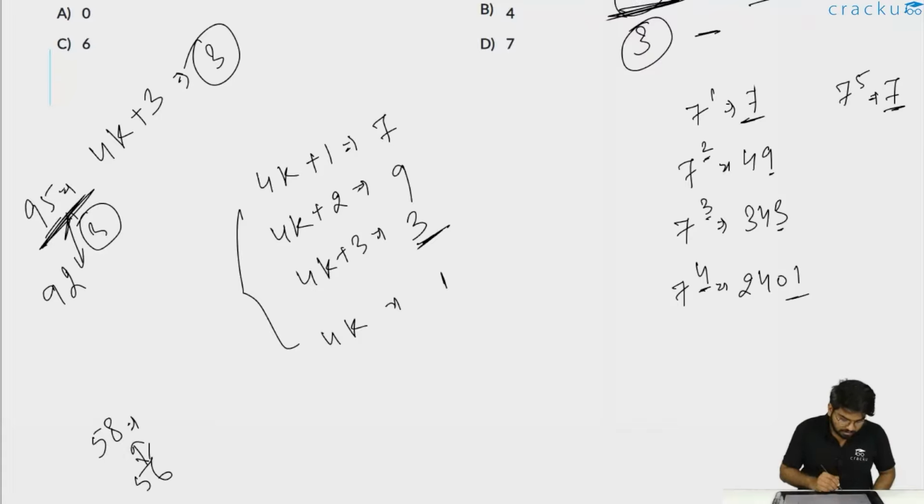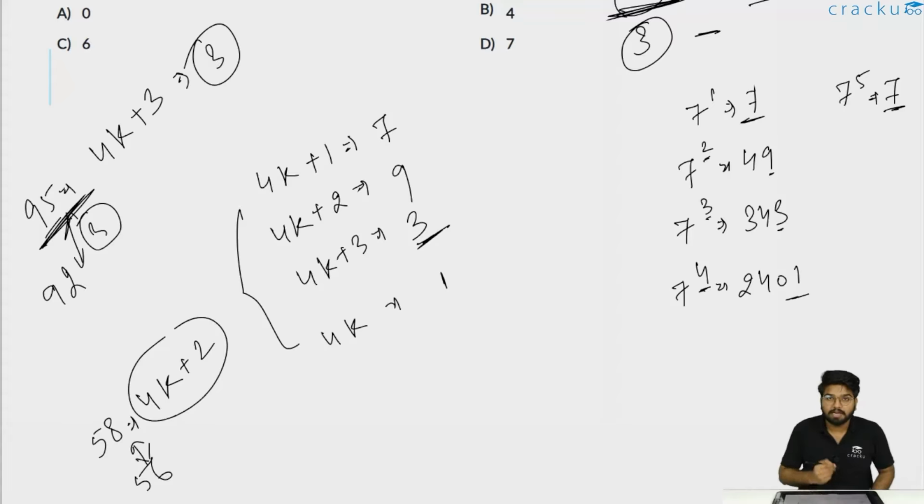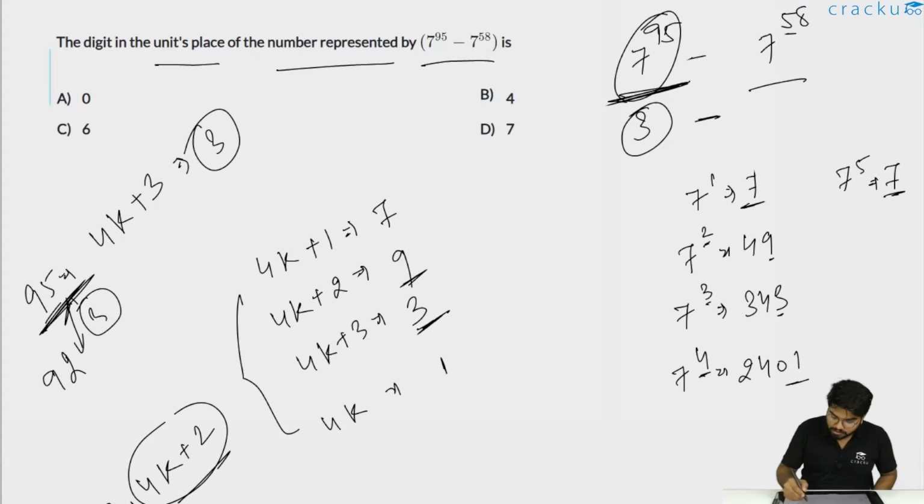Now 56 and the difference between them is 2. So 58 is of the form 4k plus 2. And any number whose power is of the form 4k plus 2 will be ending with 9. So this number will be ending with 9.